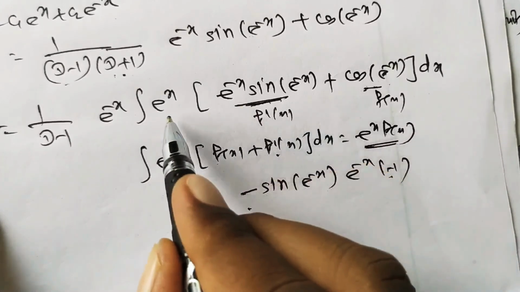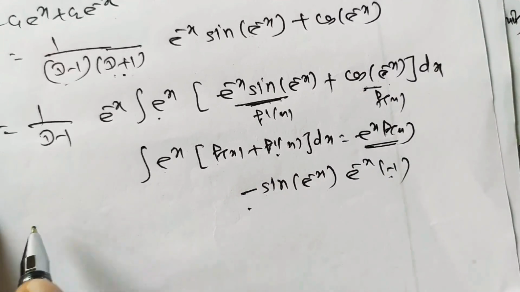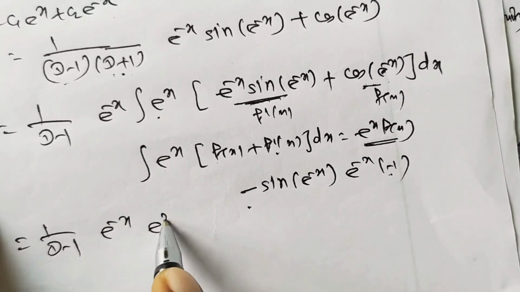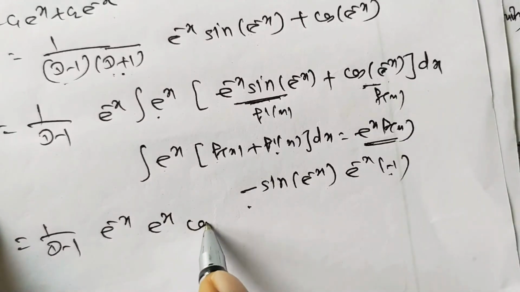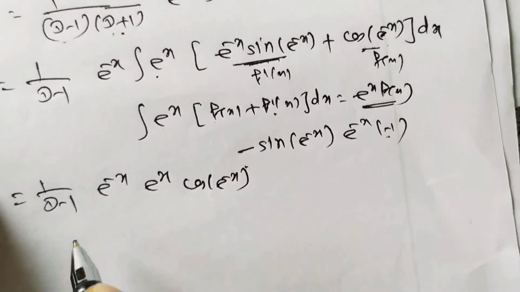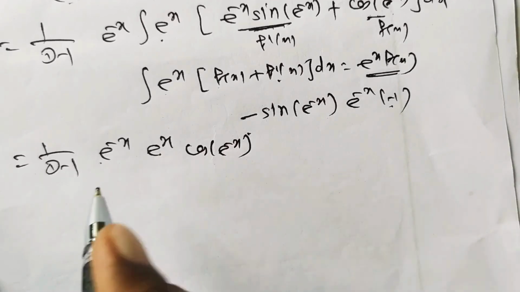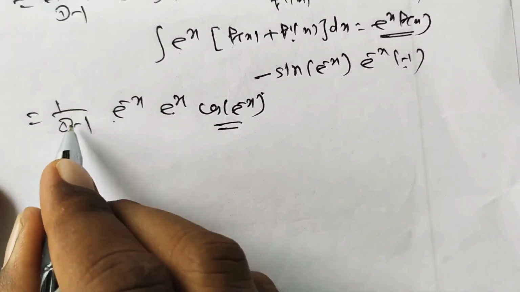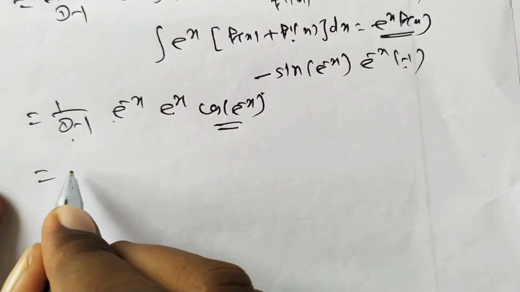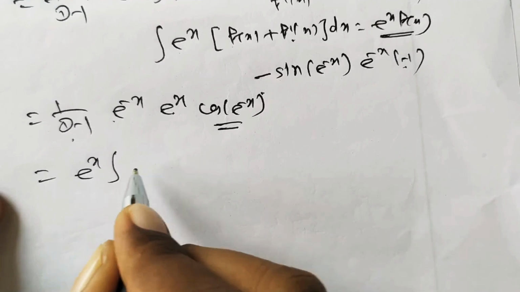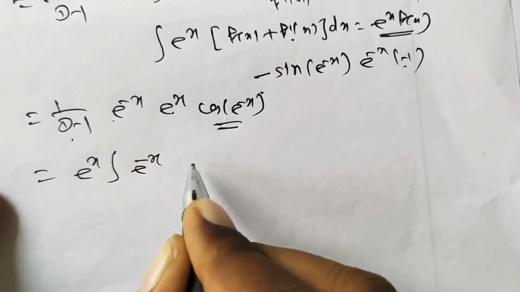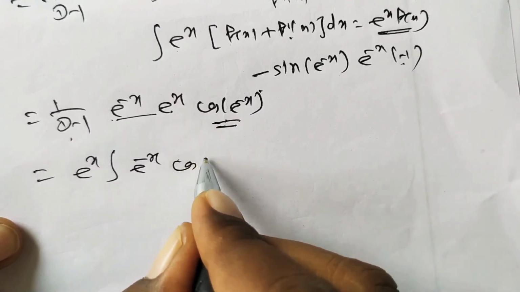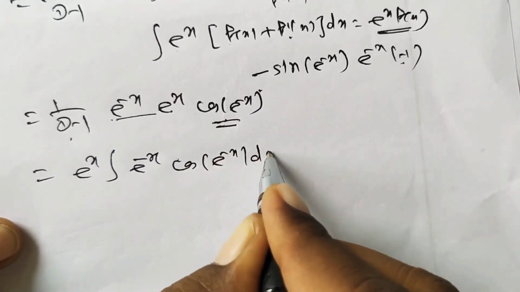So what is the value of this integral? E raised to x into f of x means it is equal to 1 upon D minus 1 of e raised to minus x into e raised to x into cos of e to the power minus x. So e raised to minus x and e raised to x give e raised to 0, and e raised to 0 is 1. So only this function remains. And we have to apply 1 upon D minus m. So 1 upon D minus m is e raised to x into the integration of e raised to minus x, where this is 1 and the function is cos of e raised to minus x dx.